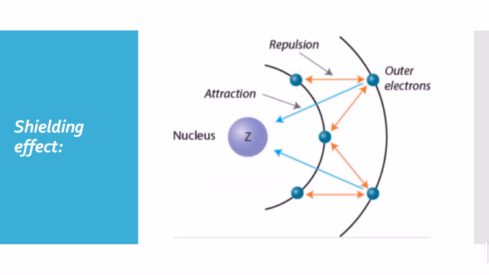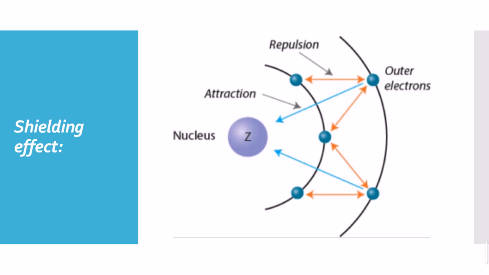So here is a nucleus with the effective nuclear charge that is represented by Z, and the electrons that are attracted towards it in the first shell, the second shell and the outermost shell. Repulsion will occur between the electrons that are present in the different shells but on the same plane, when they force themselves and repel towards the outer side.